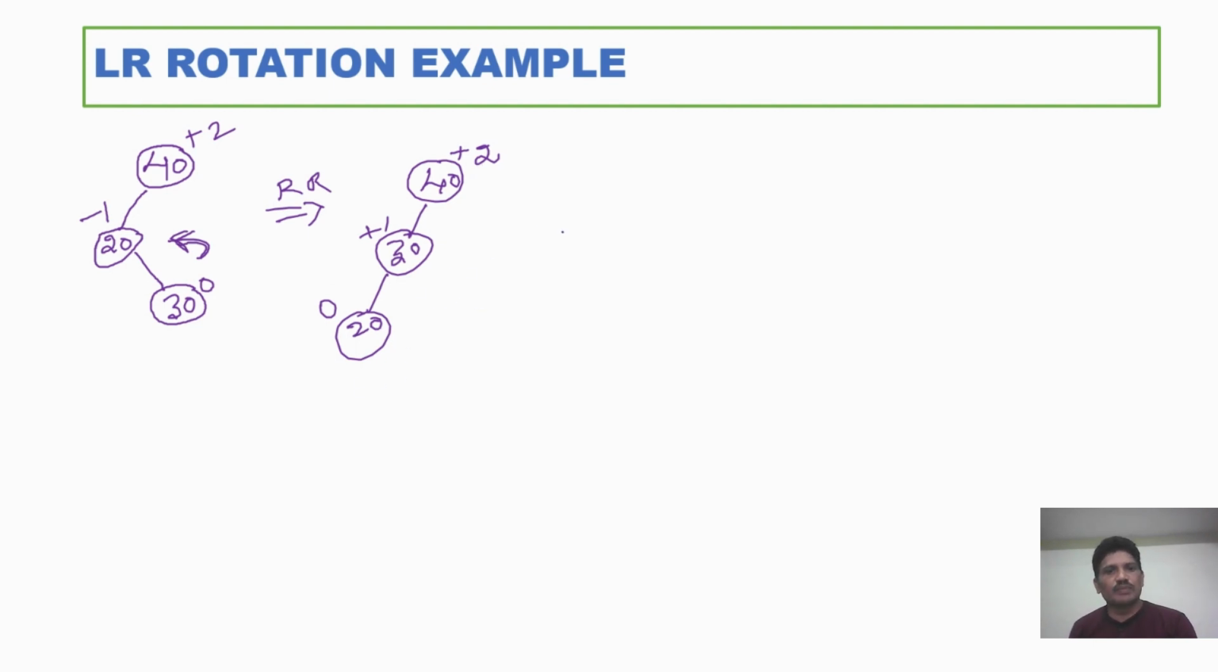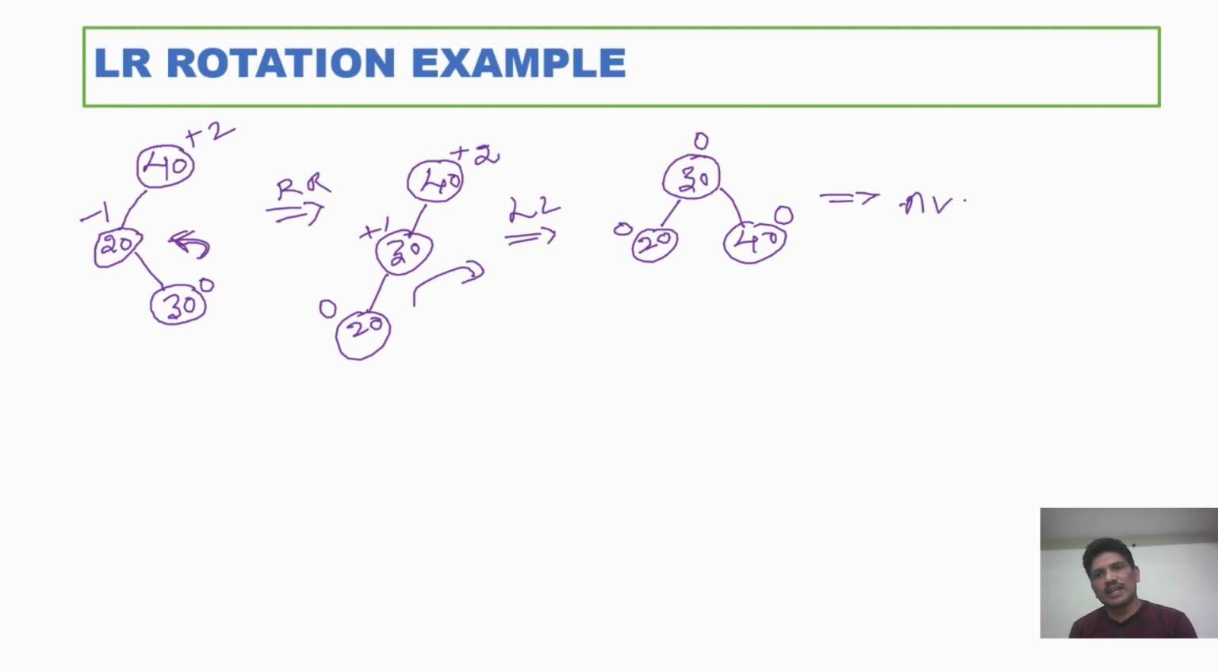This also does not become an AVL tree. Then we should perform the LL rotation. First we perform the RR rotation, then we can perform the LL rotation. Rotate to the right, then 30 becomes the root node, then 20 becomes here, then 40 becomes here, because 20 is the left child of 30 and 40 becomes the right child of 30. Now you can check the balance factor of each and every node, 0. Now it becomes an AVL tree.